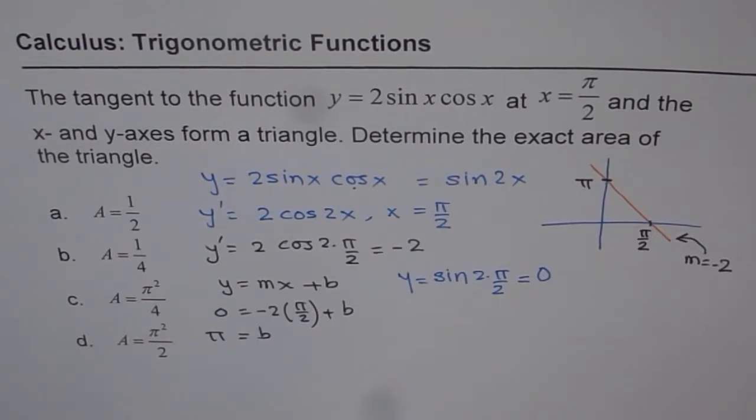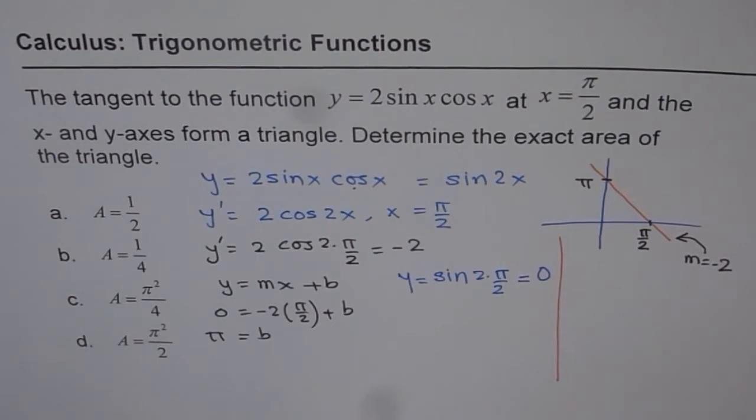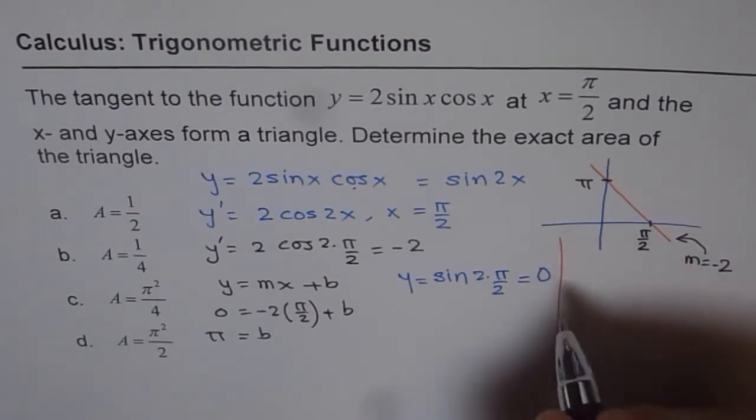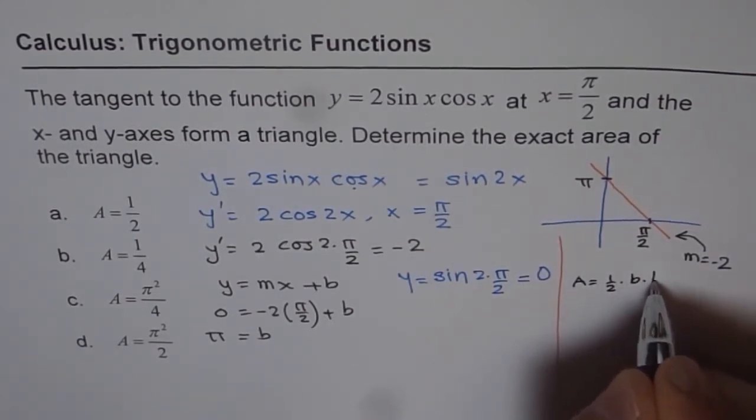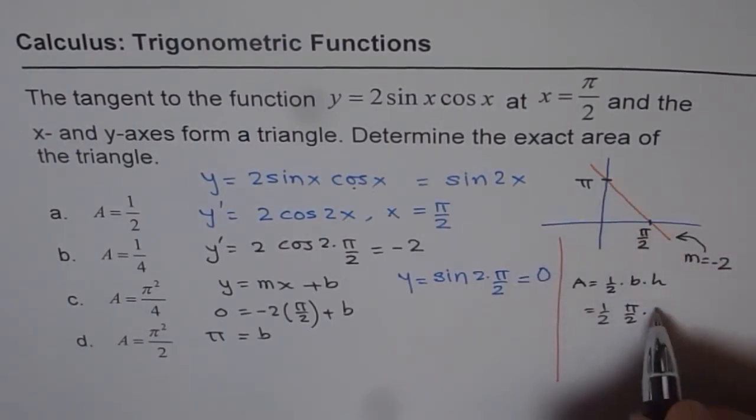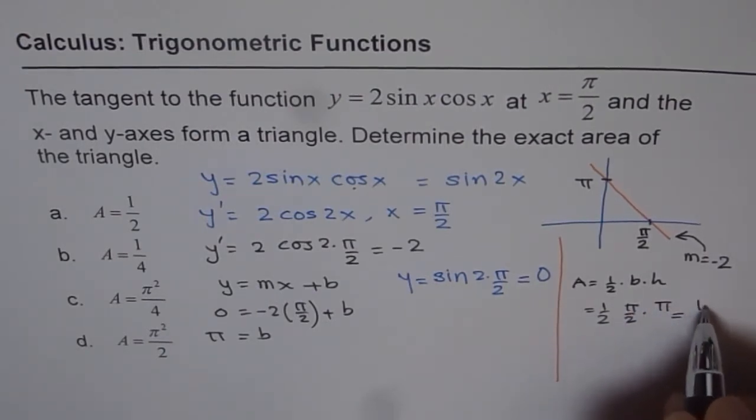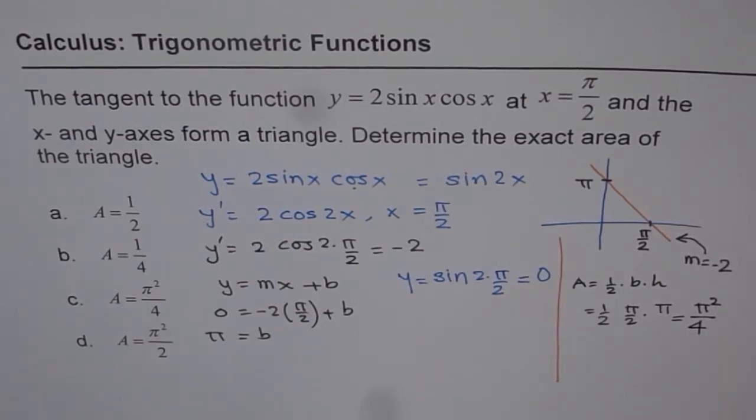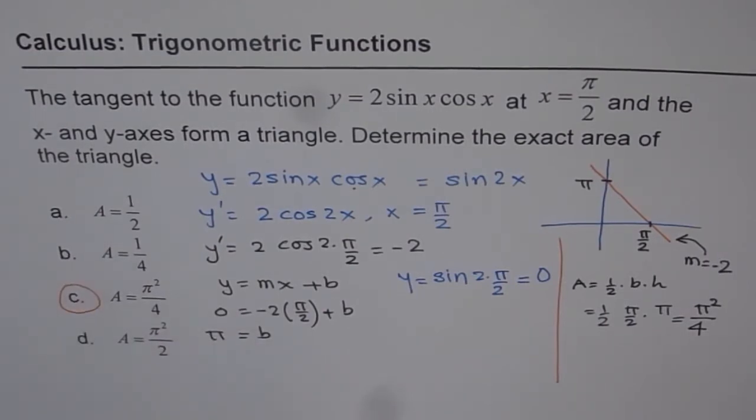And now from here we can always calculate the area, right? So let's calculate the area and get our answer. The area of the triangle is half base times height, or the altitude. That is half of base, which is pi by 2, times height, which is pi. So if you multiply these terms, what do you get? Pi square over 4. So that is the right option. Pi square over 4 is the area of this triangle. So option C is the right answer.